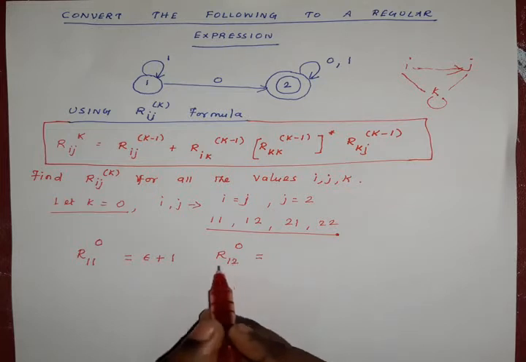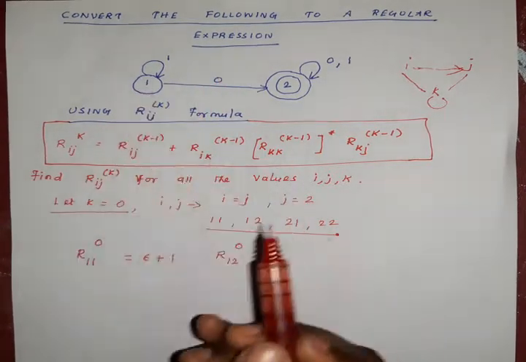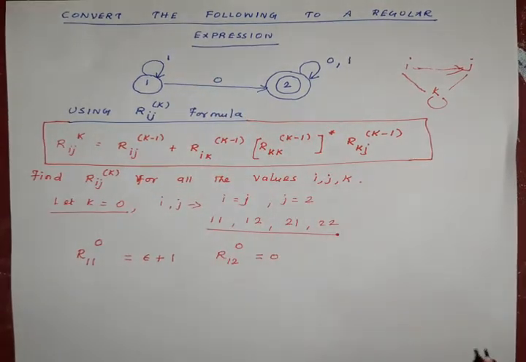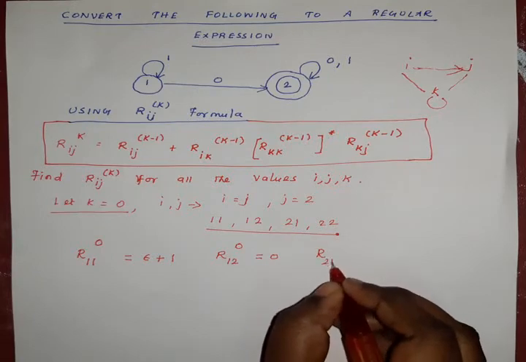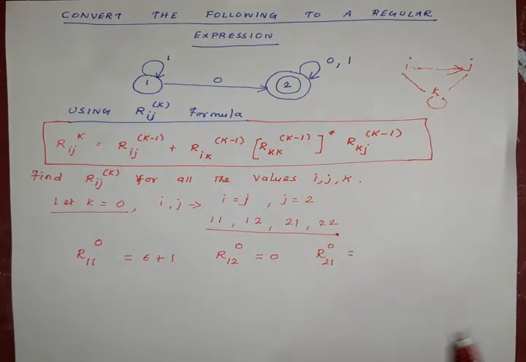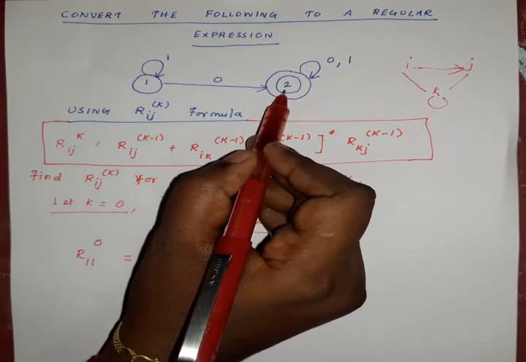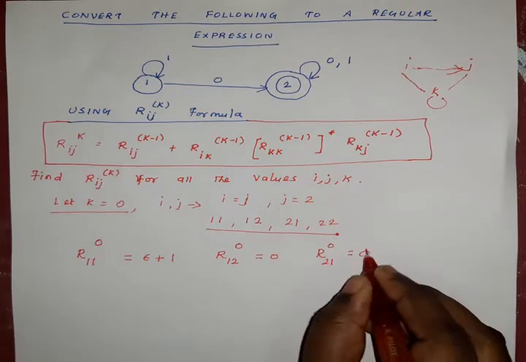What is the meaning of this regular expression? The regular expression for the state 1 to the state 2. So the regular expression for 1 to 2 is, the input value is 0. Next, the regular expression value for the third combination, 2 and 1, the power value is 0. So 2 to 1, there is no path from the state 2 to 1. So it includes the null state, that is phi.